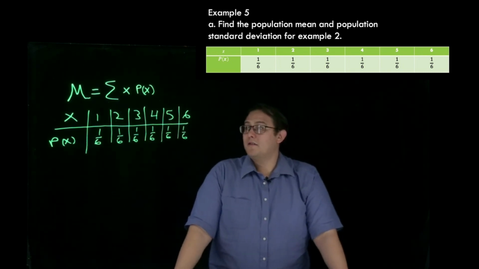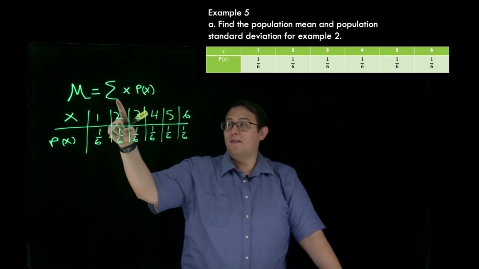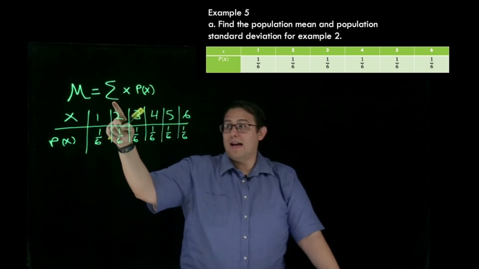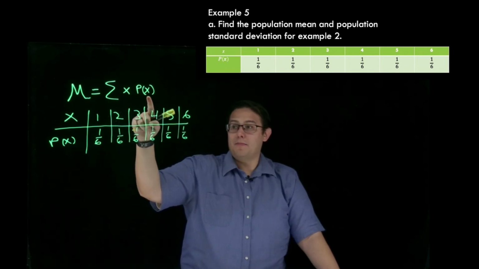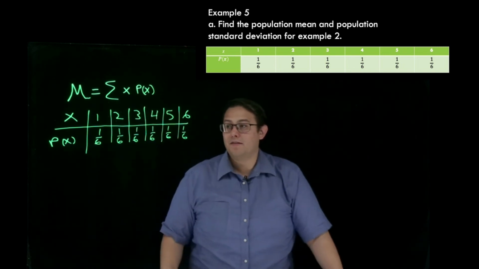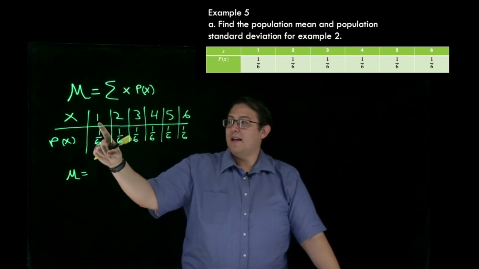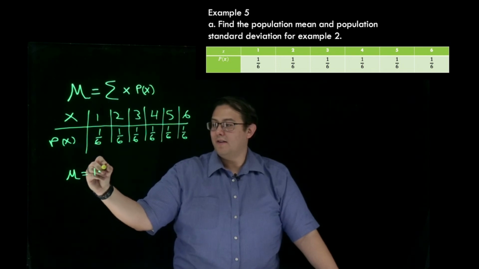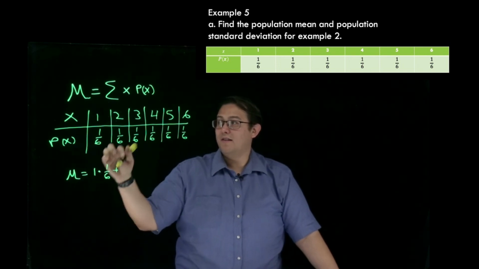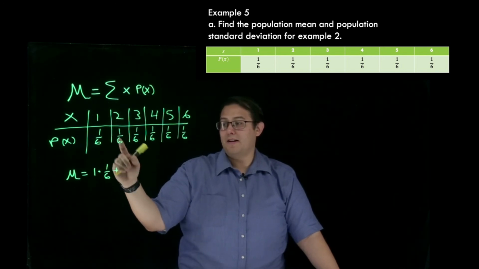Okay, so what this formula means: sum, this is the capital letter sigma in the Greek alphabet. So we're going to add a whole bunch of things up, and what are we going to add? We have to multiply the x value times its corresponding probability. So for example, mu is going to be 1 times 1/6 plus, so the capital sigma means add, and we're going to add the next one, the x value times its probability.